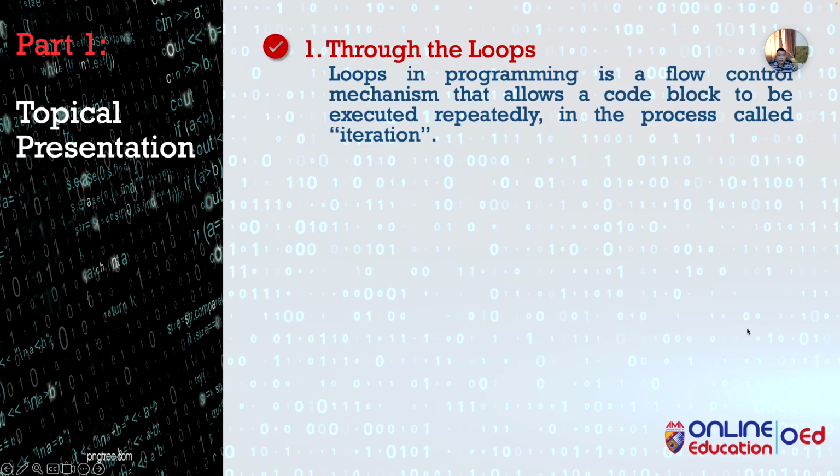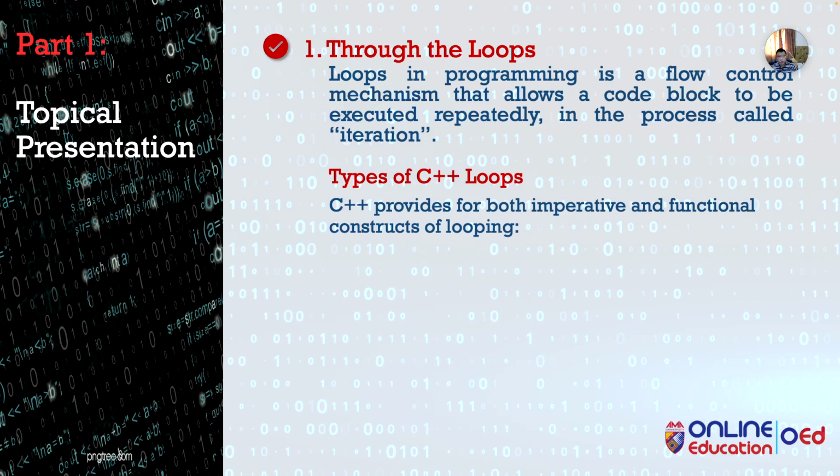So the first section is through the loops. Loops in programming is a flow control mechanism that allows a code block to be executed repeatedly in the process called iteration. C++ provides for both imperative and functional constructs of looping.